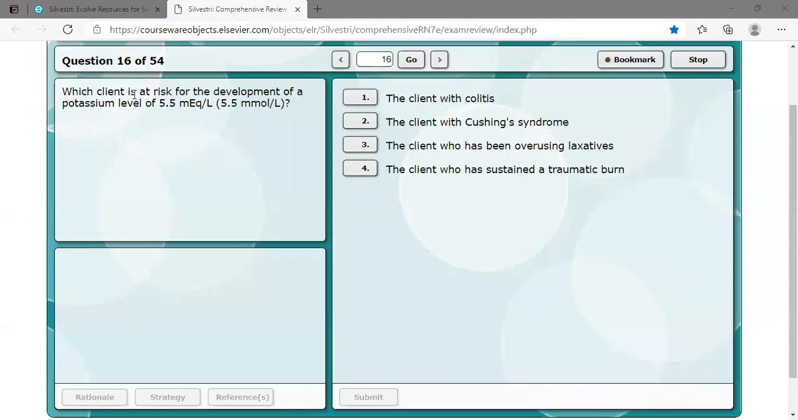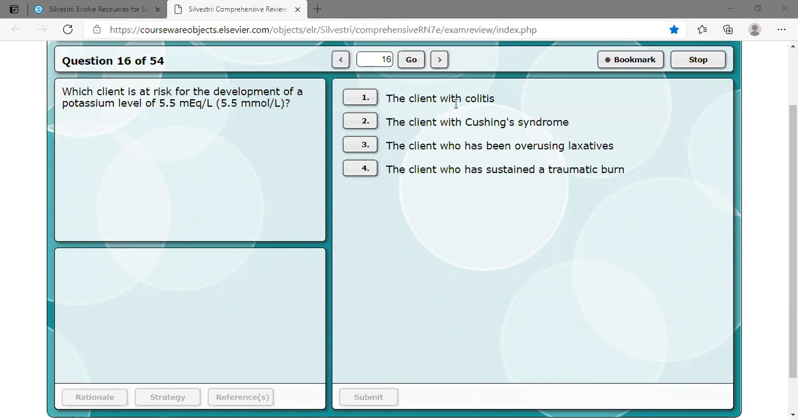Which client is at risk for development of a potassium level of 5.5 milliequivalents? The normal potassium level is 3.5 to 5.0. So if it is 5.5, the patient has hyperkalemia. So the examiner is asking, out of 4 patients, who has a chance of developing hyperkalemia?